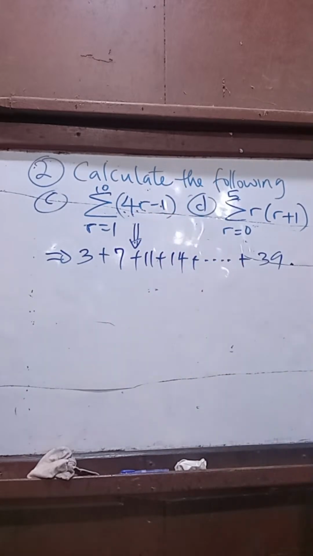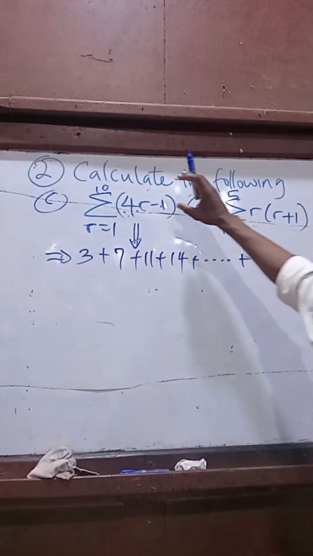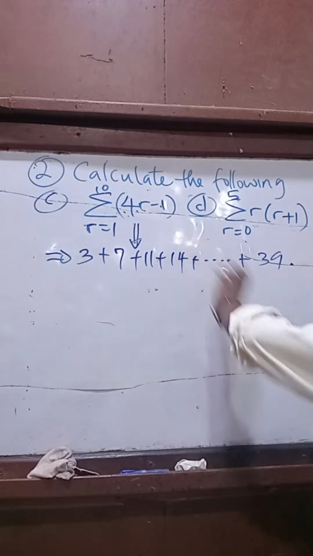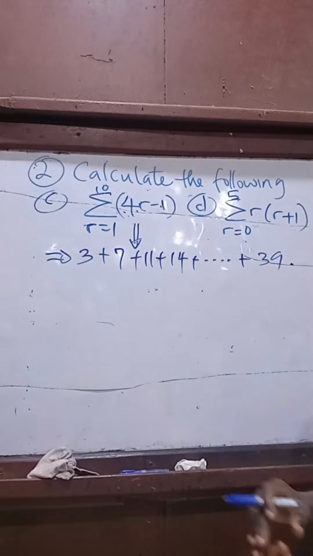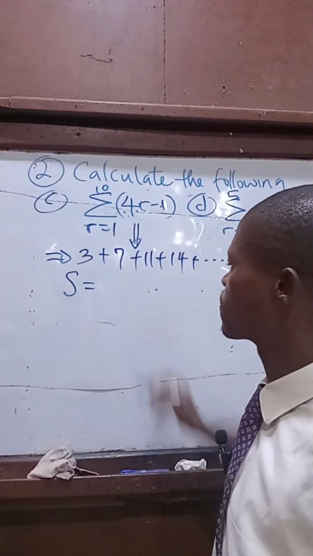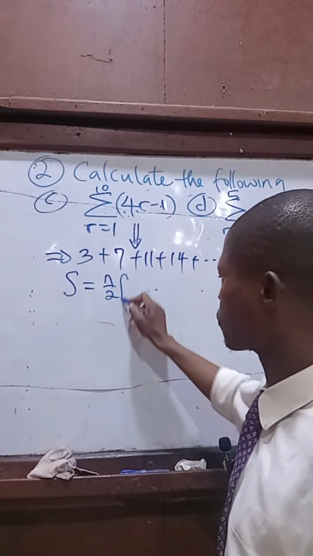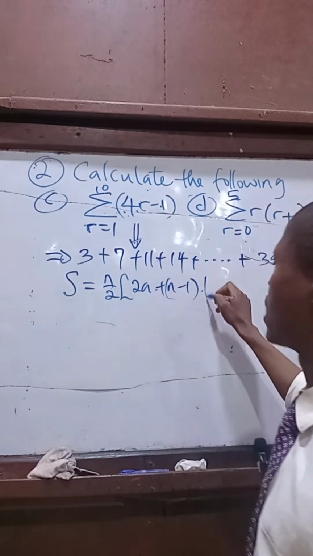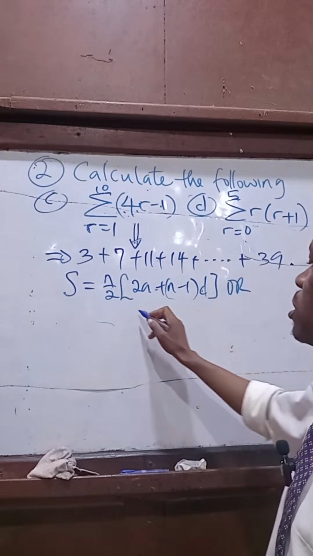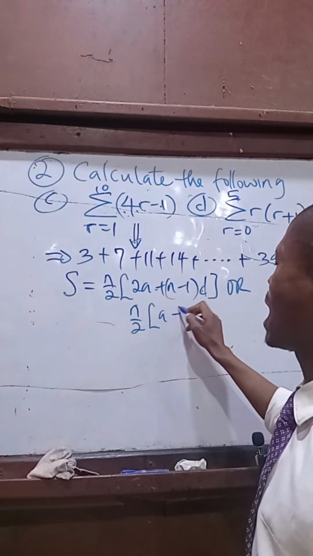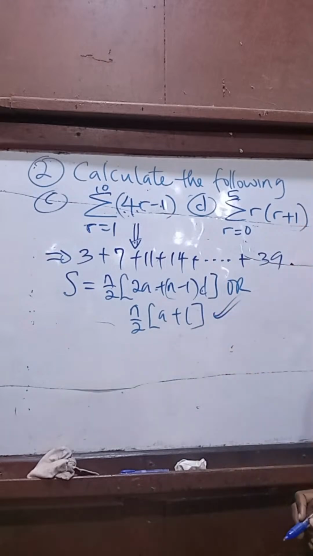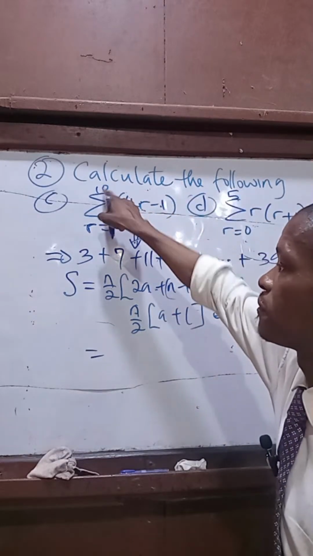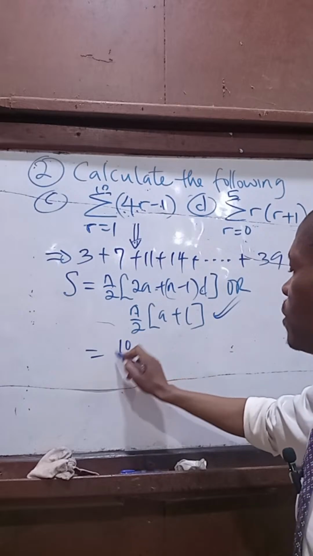Now we want to find the sum of this sequence. Actually, you can do it manually, but it might waste your time. Apply your sum of the sequence. You can use either this one, 2a plus n minus 1 times d, or you can use this one, a plus l. I'm going to use the second one to get the sum. And don't forget, n is 10, from 1 to 10. So n is 10, 10 over 2.